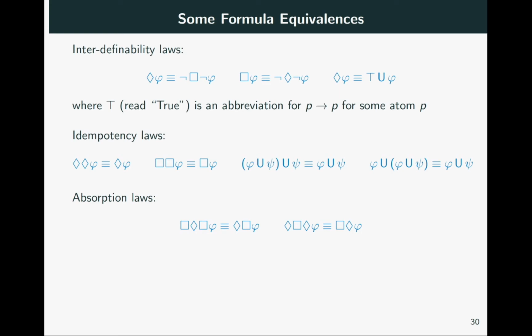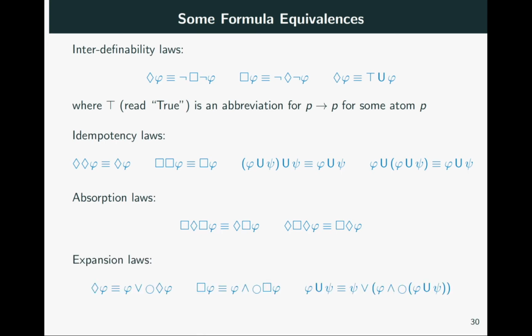Well, think about what always eventually always phi says. It says that for all points in the future, there exists a further point up in the future from which phi will always hold. But we might as well settle for the first such point in the future. So we might as well say there exists a point in the future from which phi will always hold. In other words, eventually always phi holds. And a similar absorption law holds for eventually always eventually, where the first eventually disappears. It is absorbed.